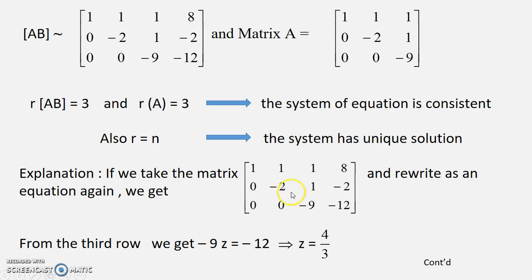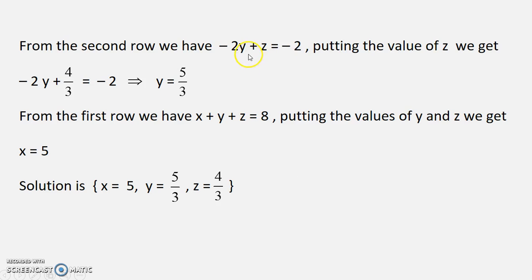Now, when we convert this into an equation, what you get is minus 2y plus z equal to minus 2, where when you put the z value, you get y. That is this one. Now, when we put y and z in the first row equation, you have the value of x, which is 5. So, these are the unique solution. There is no arbitrary constant coming in here. This is unique. These are the unique solution for that system.